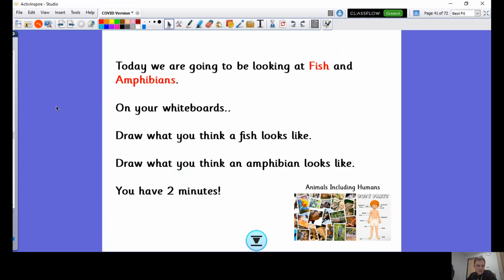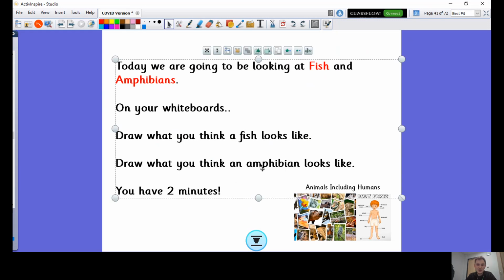So today we're going to be looking at fish and we're going to be looking at amphibians. Now, if you were in school, I would ask you to get your whiteboards out and I'd ask you to draw what you think a fish looks like and draw what you think an amphibian looks like. But what I'd like you to do is do this at home on a scrap piece of paper. So draw what you think a fish looks like and draw what you think an amphibian looks like.